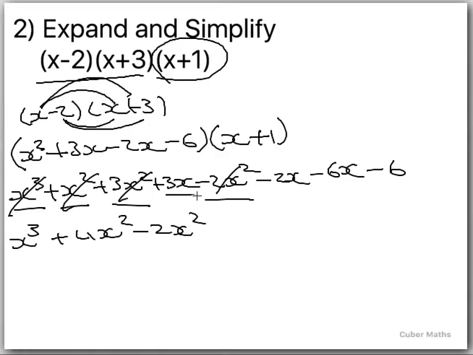Then if we just take our x's, we've got plus 3x, minus 2x, minus 6x. So we've got plus 3x and minus 8x. So if we cross them off, then we have our minus 6 on the end.